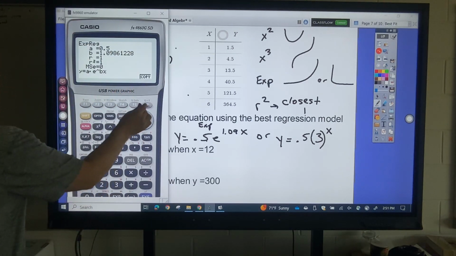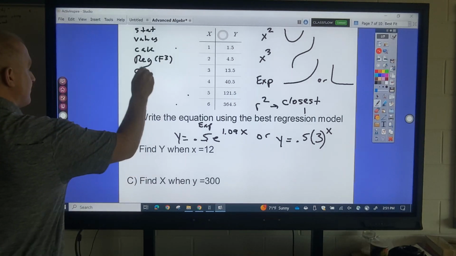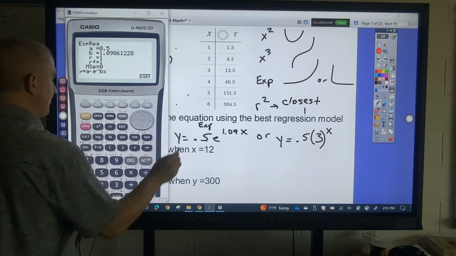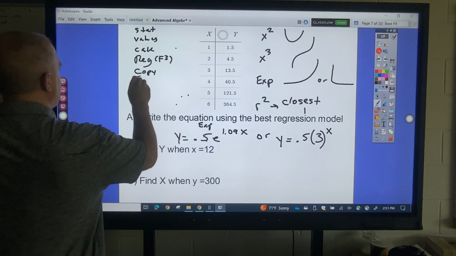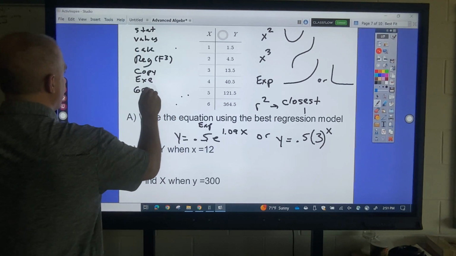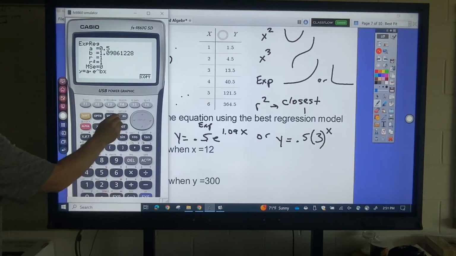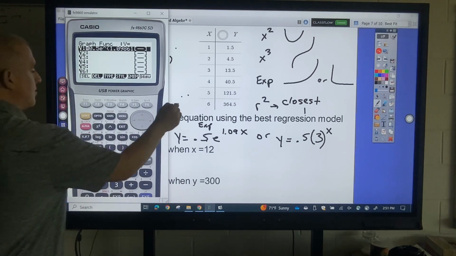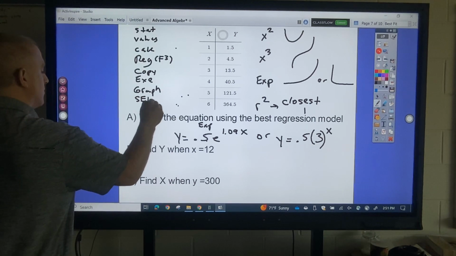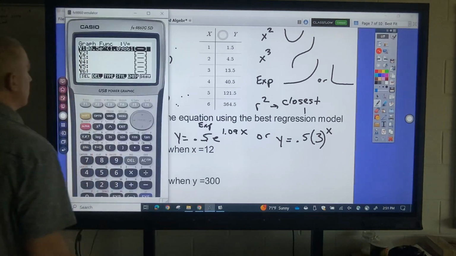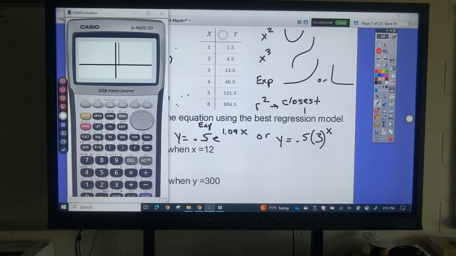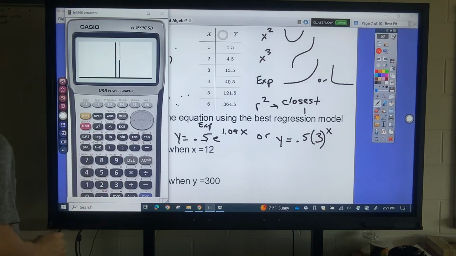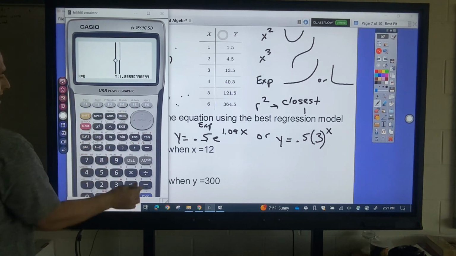Now what you want to do is hit copy, and then I want to hit execute. What that does is it moves it over to the graph area. So I can go into menu and graph. I have to hit select, which is F1. And then I'm going to hit draw. Now I have to play around with the zoom feature. Zoom auto. Then zoom out, execute.